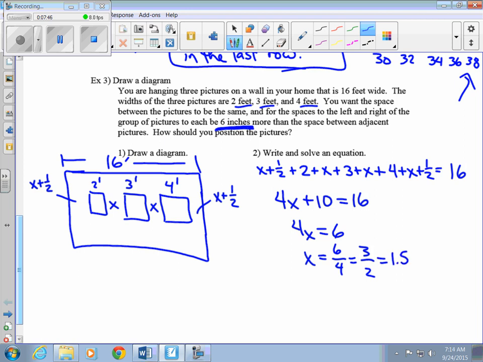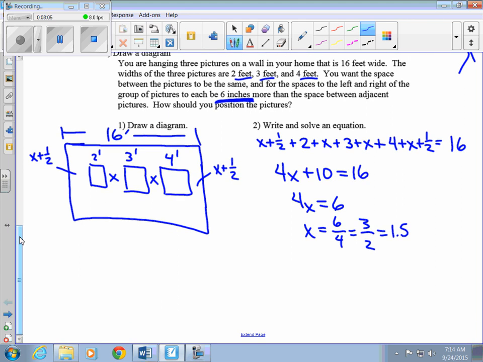So we've solved it. And always in a word problem, you have to make sure to answer it in a complete sentence, because x equals 1.5 doesn't really tell me what I want to know. They want to know, how should we position the pictures? Well, what is the distance between those pictures? Between the 2-foot and 3-foot picture and the 3-foot and 4-foot picture? That's 1.5 feet. How much is on the outsides between the last picture and the wall? Well, that's x, which is 1.5 plus 1/2, so that's going to be 2 feet.